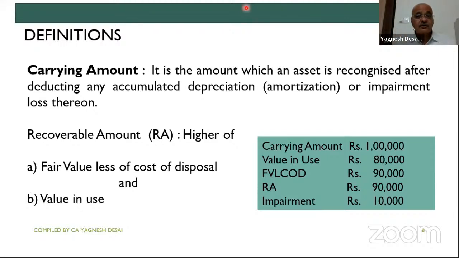They all have to be tested at least once annually. Very important, dosto, regardless of indication of impairment. Indication के impairment में नहीं होने के बावजूद भी उनको कम से कम एक मर्तबा, at least once in a year, regardless of the presence of indicators of impairment, you have to test for the impairment. You have to test these assets for the impairment mandatorily.